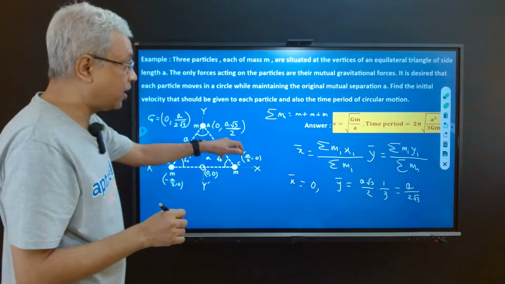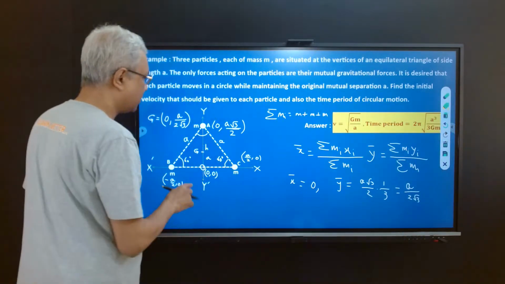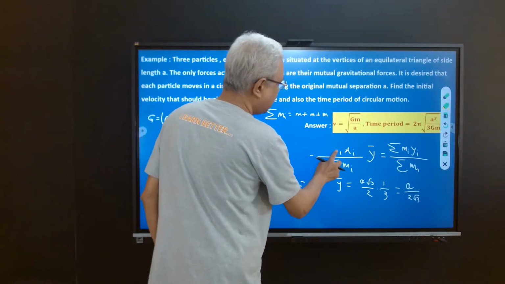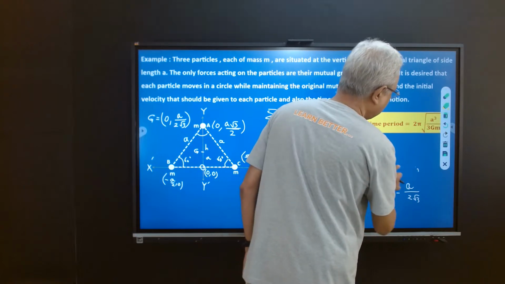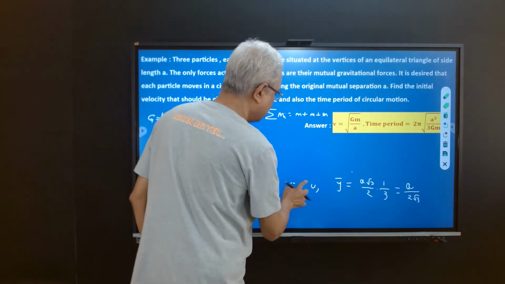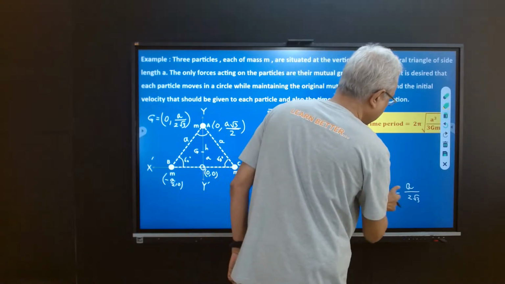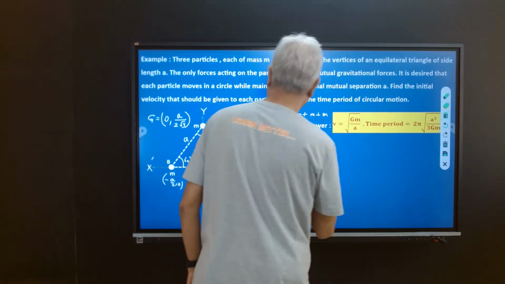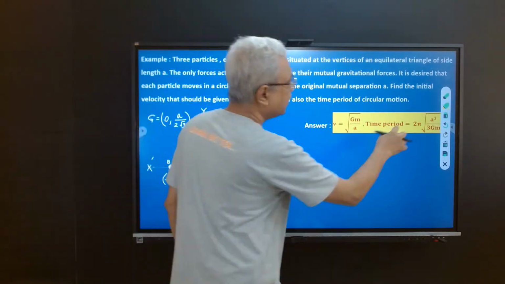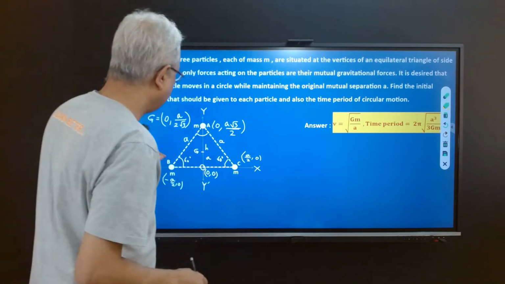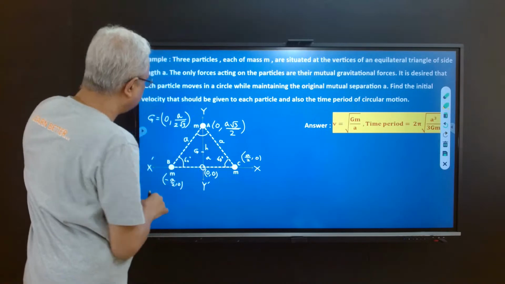Now since this is an equilateral triangle, it has a huge significance. We'll try to understand. We are not assuming any previous knowledge in this subject. Whatever you do, you derive the formula and discuss. We are not using any formula ready. Everything will be derived and explained to you. Now, this point is the center of mass.